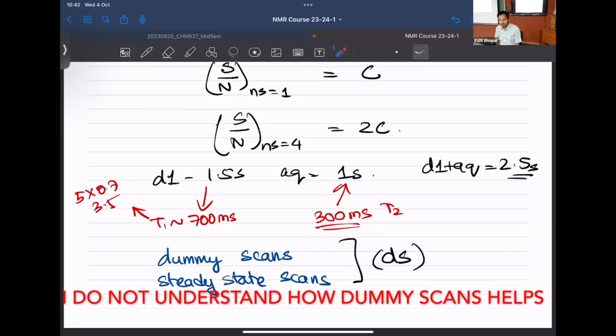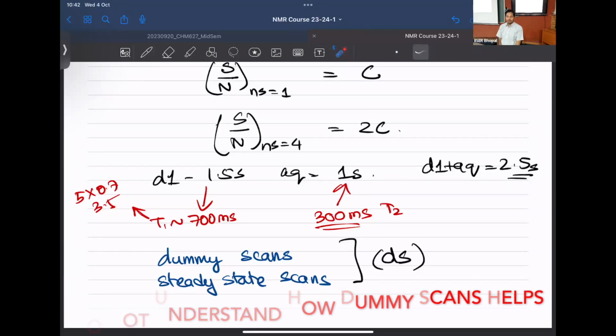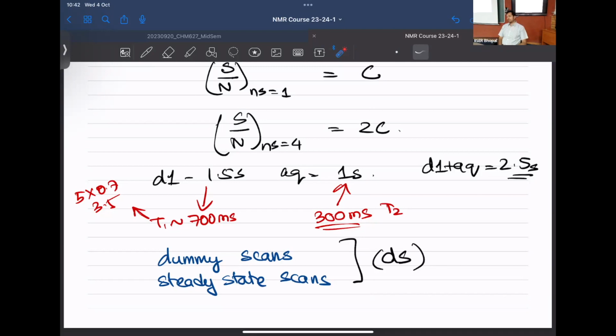I didn't understand why we do that. Let's forget dummy scans exist. Let's assume a 4-scan experiment.